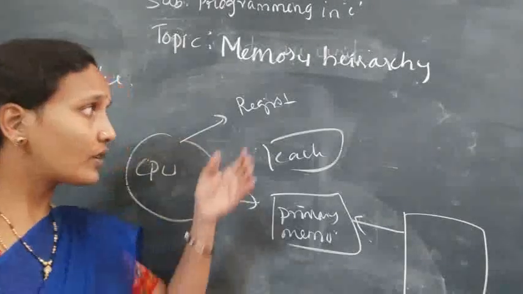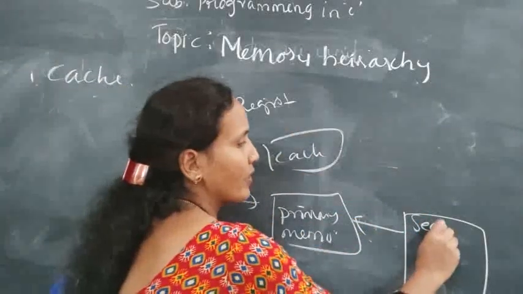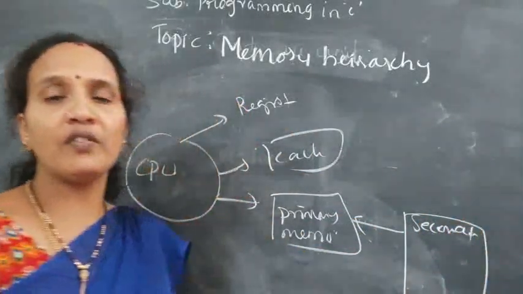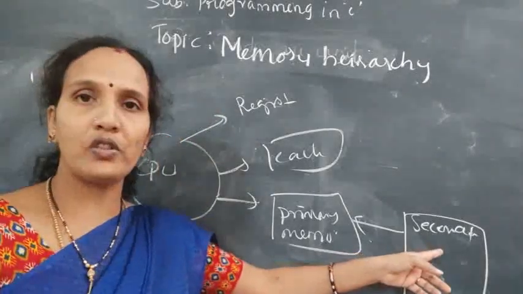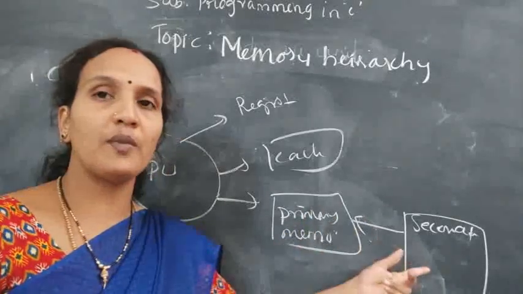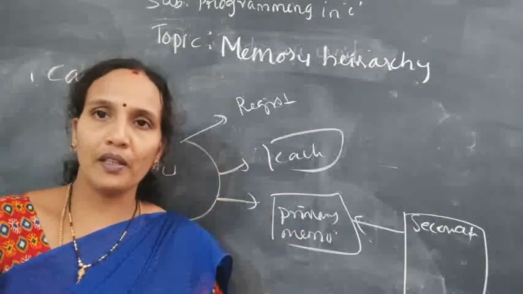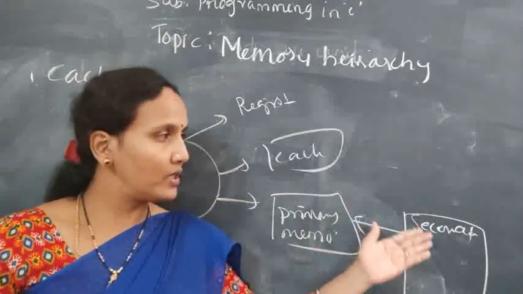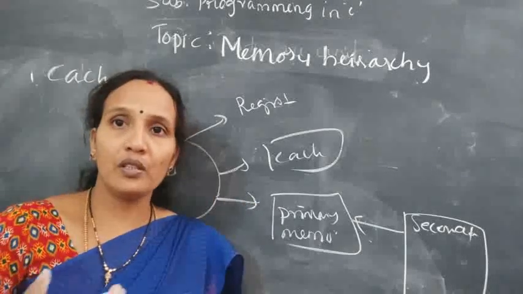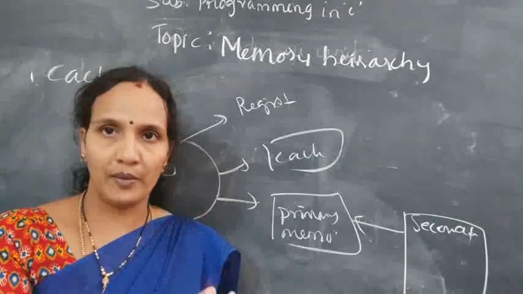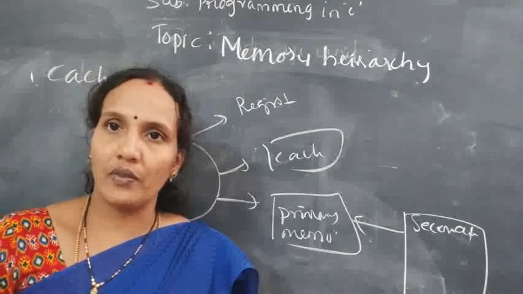See, for example, your file is not in the cache memory. Your file is in the secondary memory. So whatever file you want to execute, that file should be transferred from the secondary memory to the primary memory, and then you can transfer that file to the CPU. So to transfer files between the secondary memory and the CPU, it will take time, because it has to come to the primary memory first, and again from the primary memory to the CPU, because the CPU cannot directly communicate with the secondary memory.